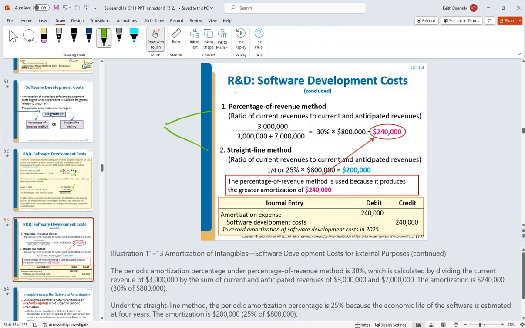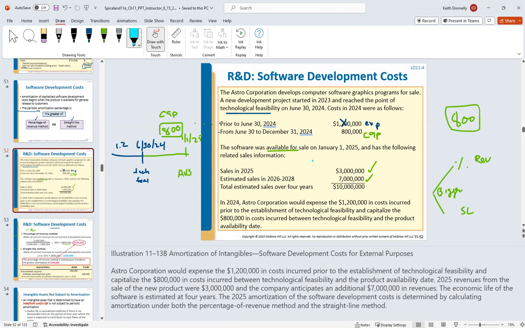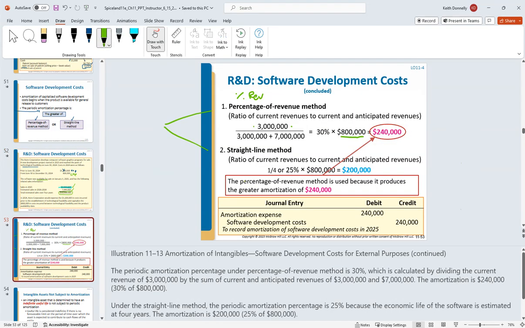Let's look how we deal with this. So the first way is the percentage of revenue, right? We have $800,000. What we do here is we're going to take essentially the current revenues. If we go back, 2025, what we did in the current year over what we expect in total, 10 million. So 3 over 10, 30%. Hey, there's $240,000. On the one prong, we calculated 240 for the percentage of revenue.